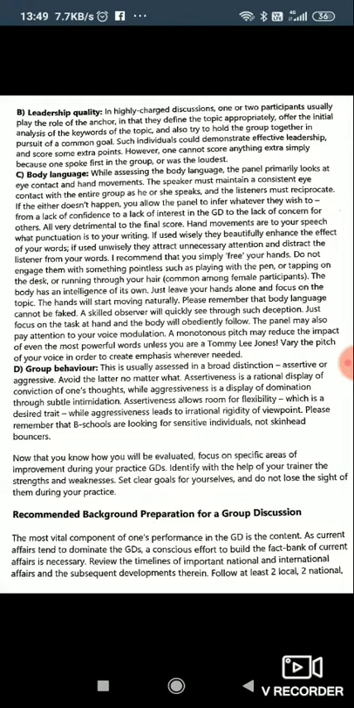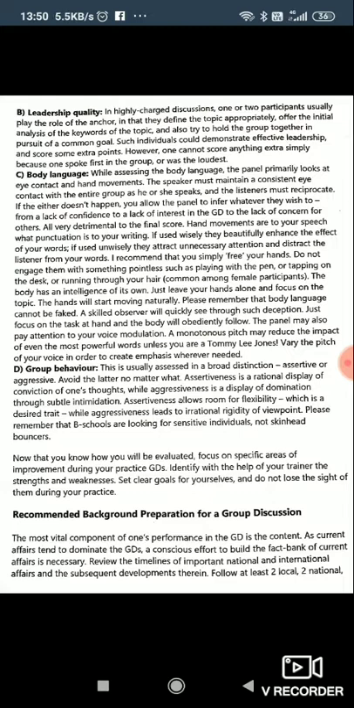The body has an intelligence of its own. Just leave your hands alone and focus on the topic. Hands will start moving naturally. Please remember that body language cannot be faked. A skilled observer will quickly see through such deception. Just focus on the task at hand and the body will obediently follow. The panel may also switch off even the most powerful words unless you are a Tommy Lee Jones. Vary the pitch of your voice in order to create emphasis wherever needed.